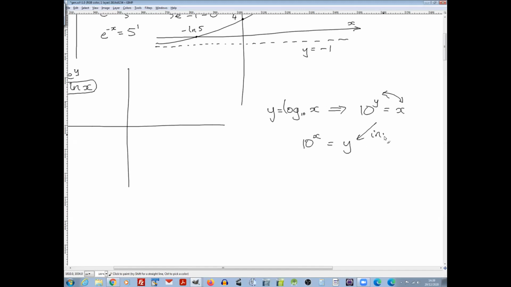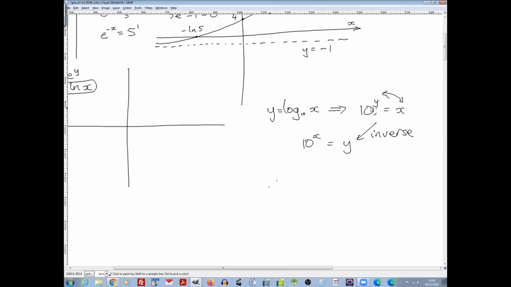What we're doing there is taking the inverse. 10 to the y equals x, 10 to the x. Do you see how 10 to the power of y equals x would be the inverse of 10 to the power of x equals y? Because we've just swapped the x and y around. So we're doing precisely the opposite.